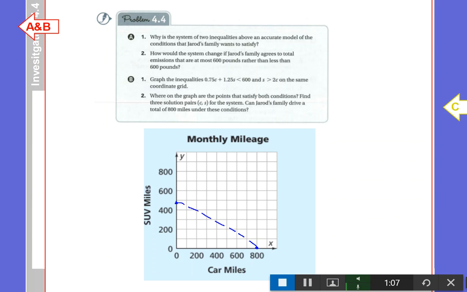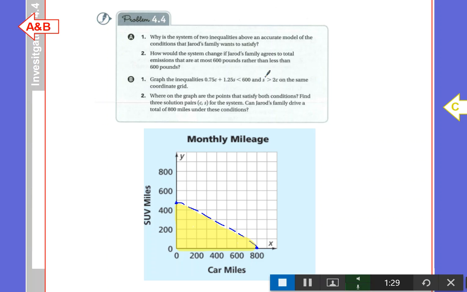And that also means that I can shade. I'm going to use my highlighter in this case. I can shade under this. Now, this is just a repetition or redoing what we did in investigation 4.2. Now here's the new part.